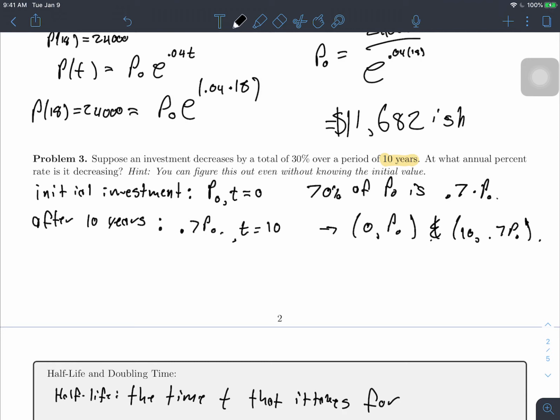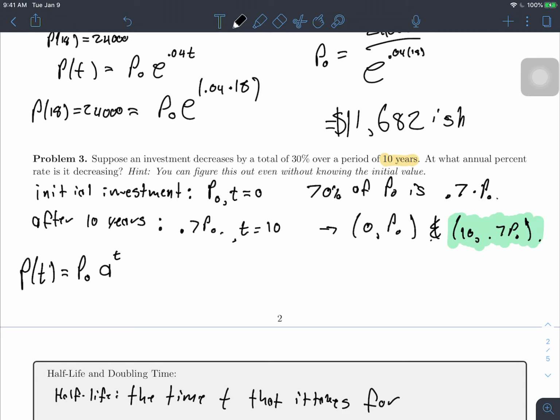We know that this equation obeys certain rules. It's annual percent interest, so we know it should look something like this. We should have P of T equal to P naught times A to the power T. Our goal here is to figure out what A is. So all I'm going to do is plug this point into this formula.